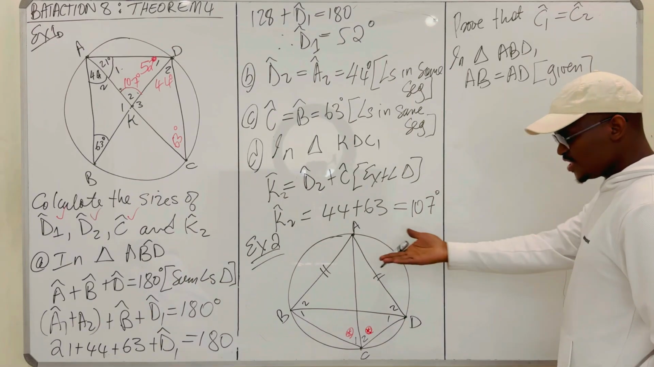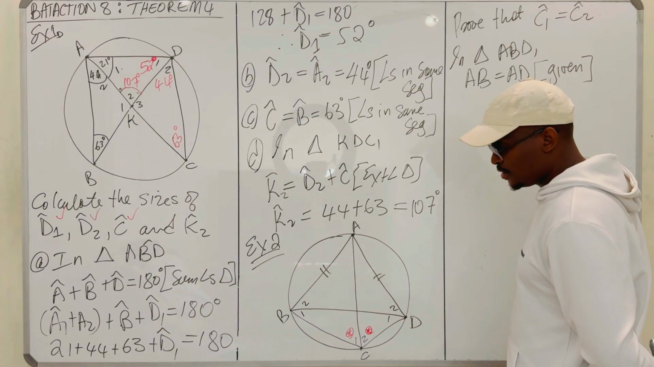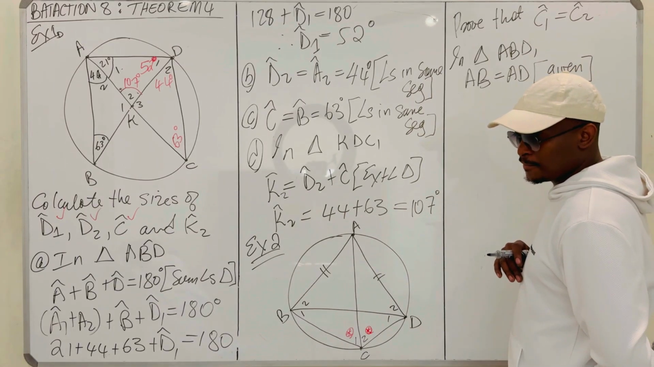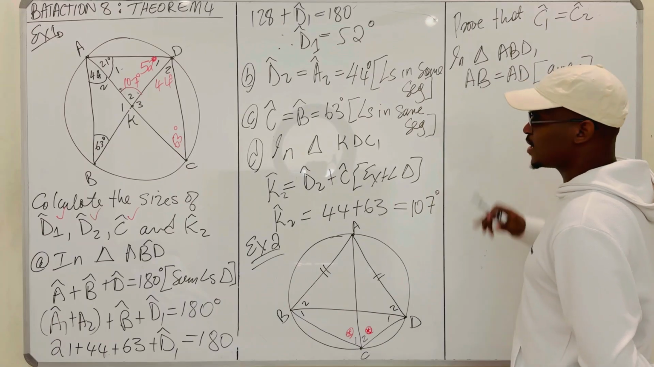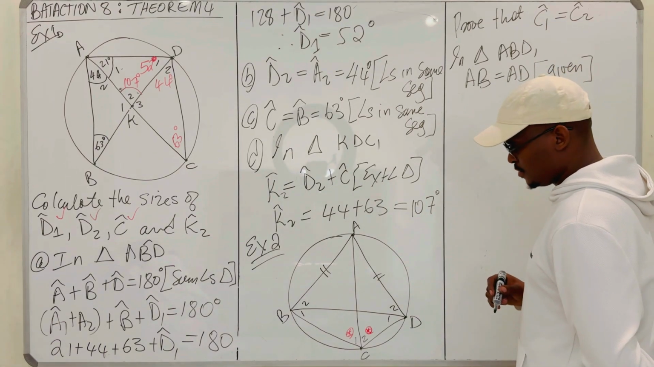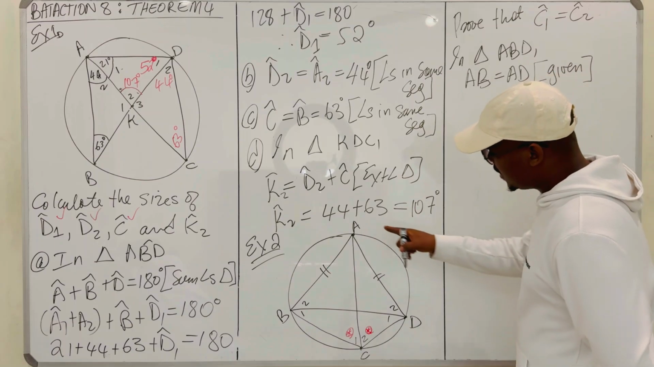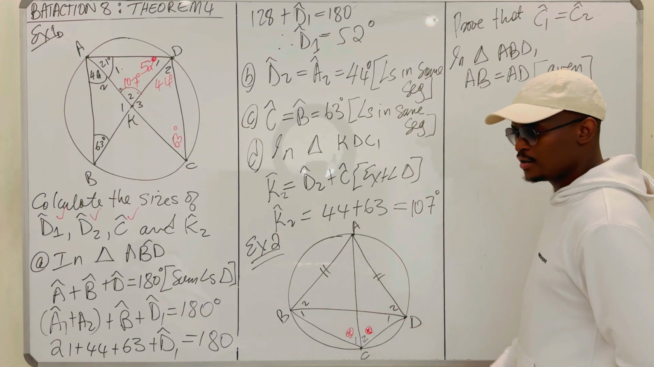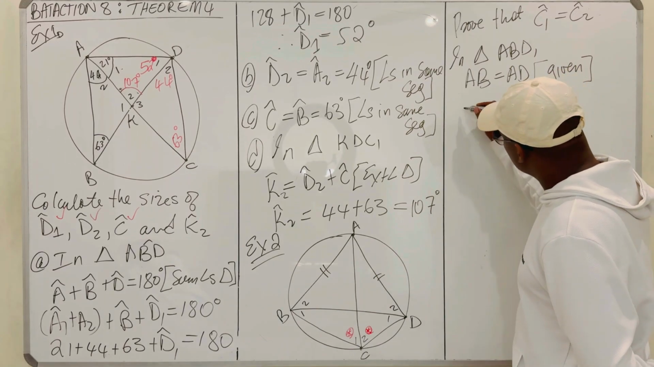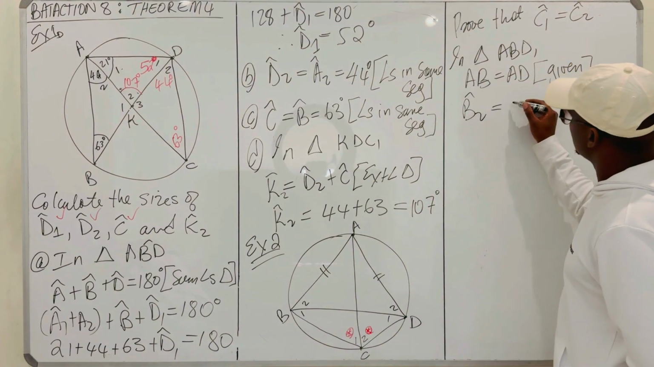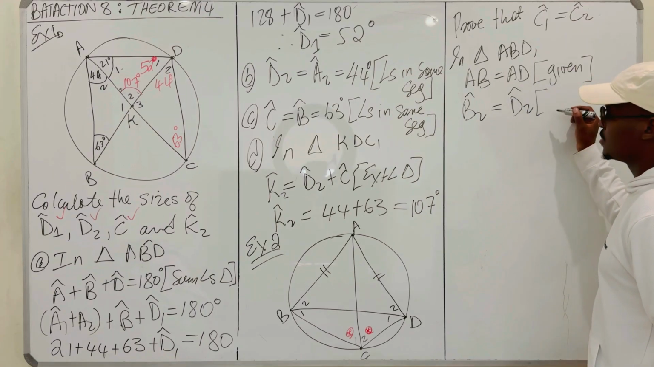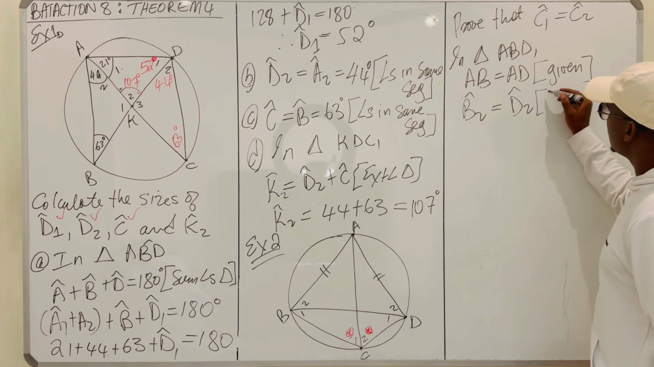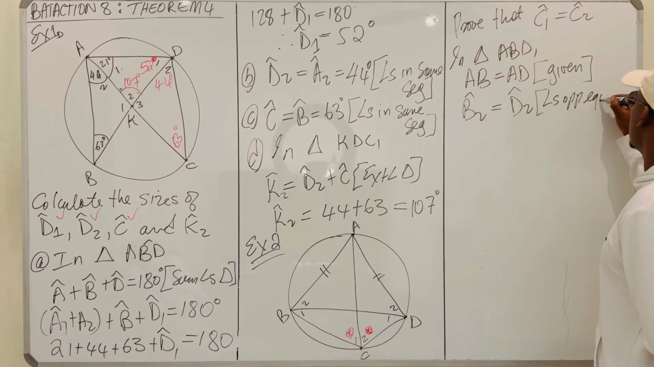So the diagram, everything in black is what you were given. What else can you tell me from this? If these two are equal, what else can you say? Equal chords. Look at this triangle. What else can you tell me in a triangle of this nature? B2 is equal to D2. Why? Angles opposite equal sides.